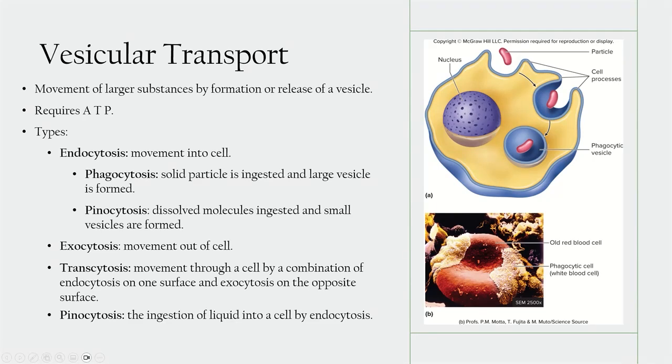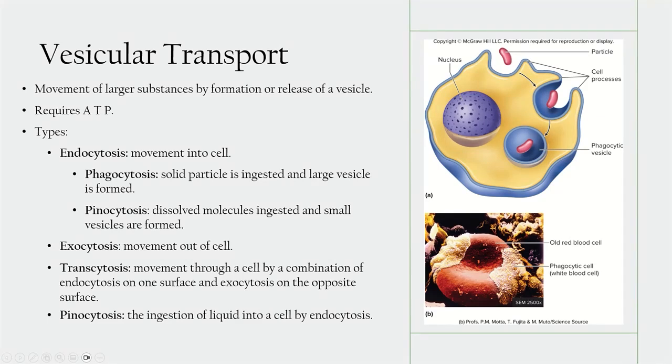An amoeba does basically the same thing, but it's prokaryote versus eukaryote. But phagocytosis is where the cell will ingest a solid particle into a large vesicle. This is an example of phagocytosis here. This kind of looks like a bacterial cell to me, but they just say particle.